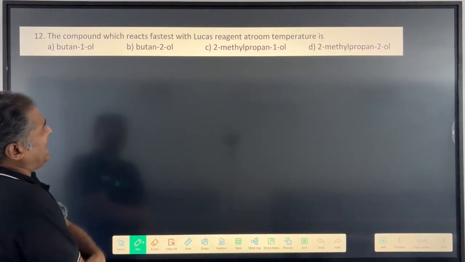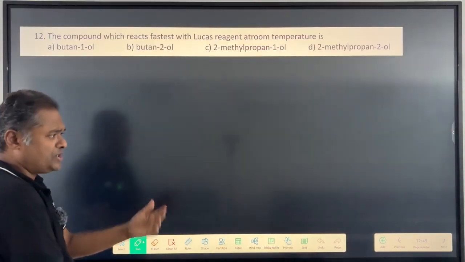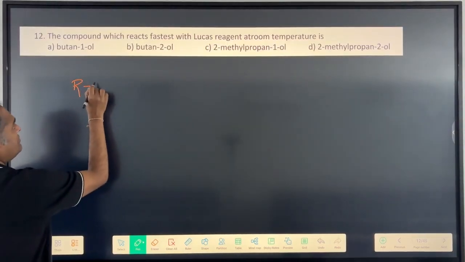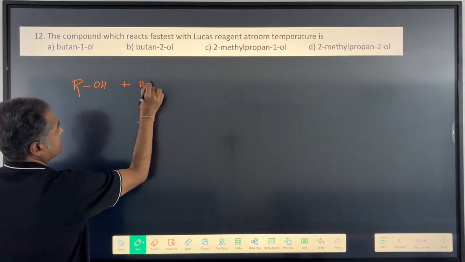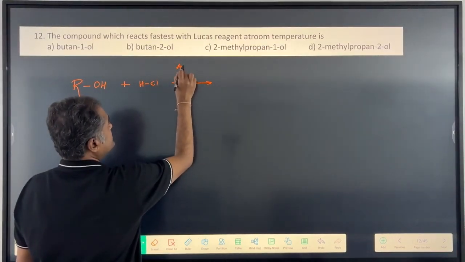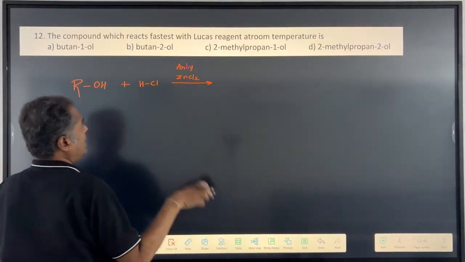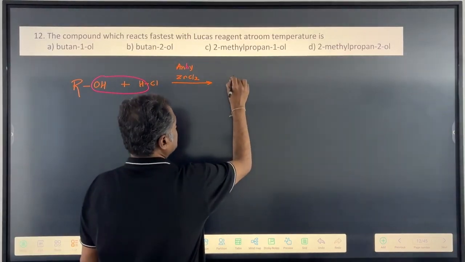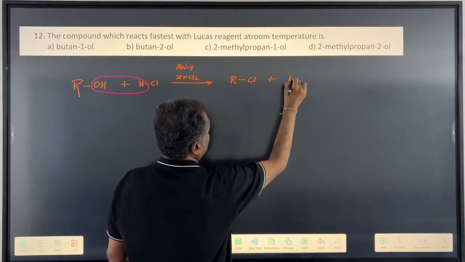The compound which reacts fastest with Lucas reagent at room temperature. Now, child, when you talk about Lucas reagent, what is this reaction? Let us say, whenever you have an alcohol and you treat that with HCl in presence of anhydrous ZnCl2, what will happen? Your OH will get lost, and over here you will get the answer as R attached to Cl, and water would be a byproduct.